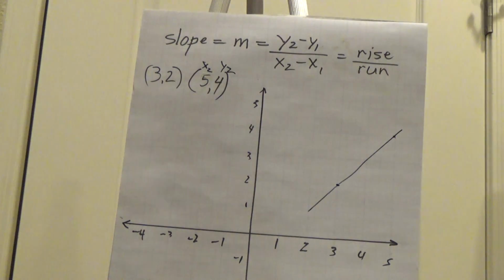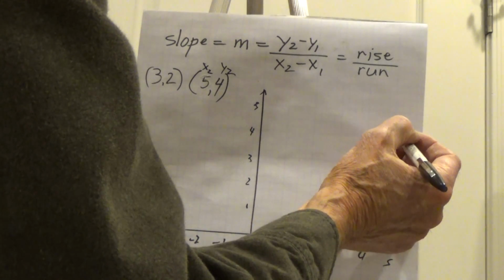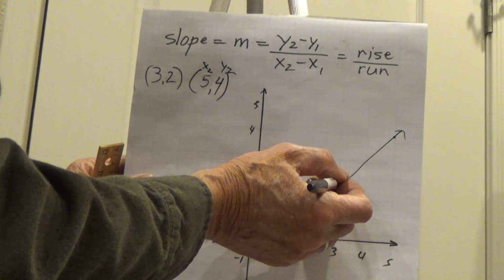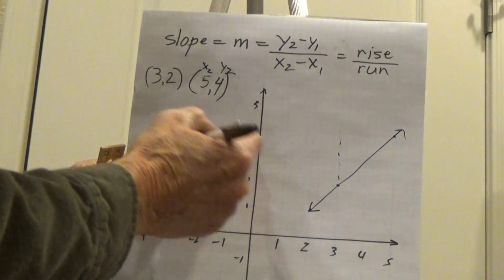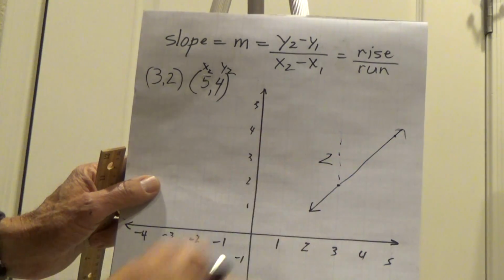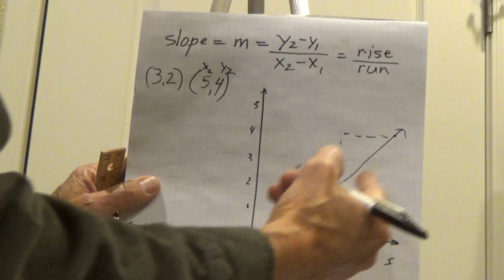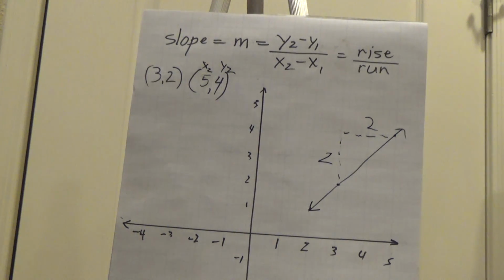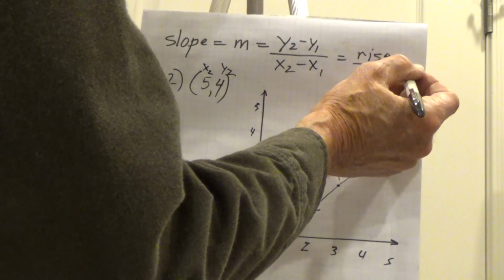That line. Now if we just simply count, and this goes on forever this way, and this goes on forever this way. If we just simply count rise over run, we count up this distance from 2 to 4, 2, and run this distance 1, 2, 2. So 2 over 2, 1. The slope is 1. So we have a slope of 1.